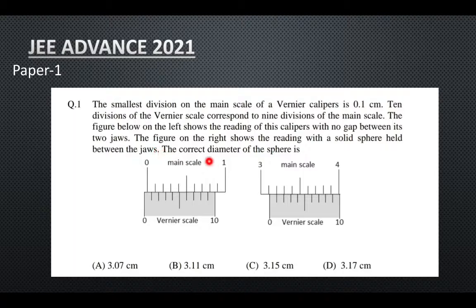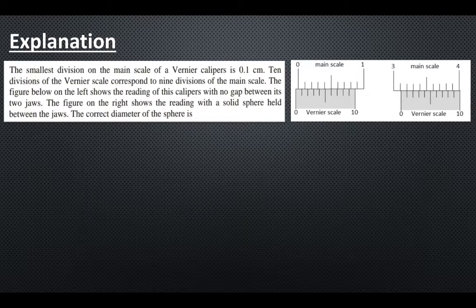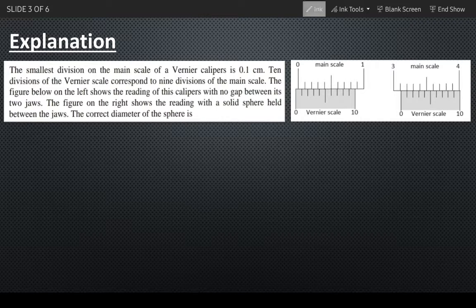So we are told to find the diameter of the sphere, and the readings of the vernier caliper are given when the diameter to be calculated is placed inside the vernier calipers. So you may pause the video and try it yourself. Coming to the explanation part. As you know, this type of question demands least count, and a negative or a positive error.